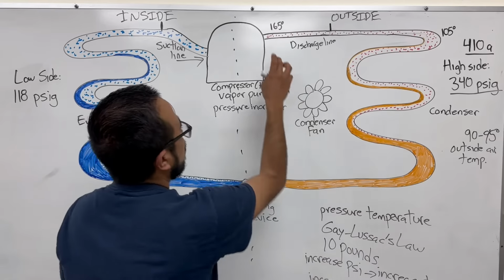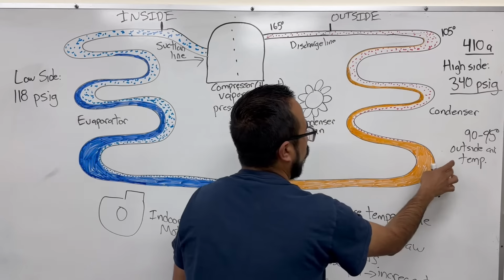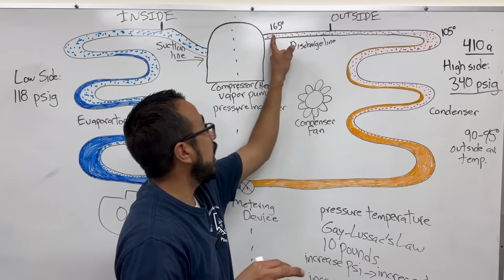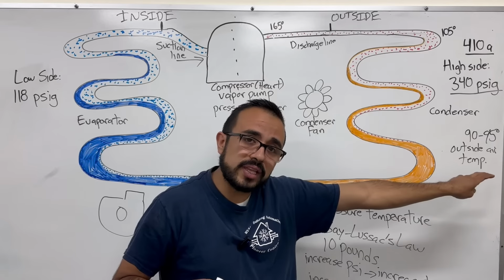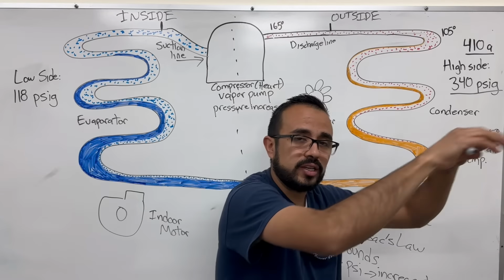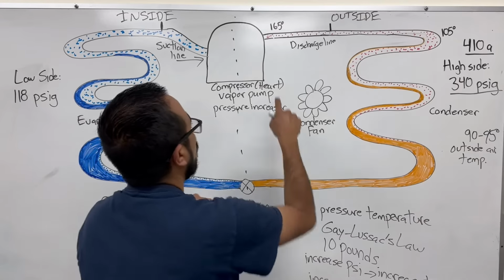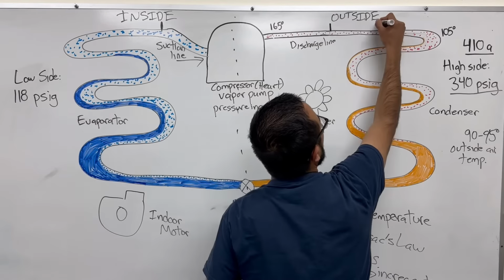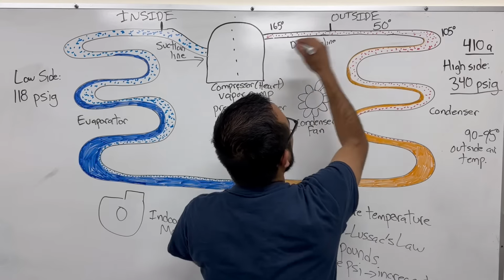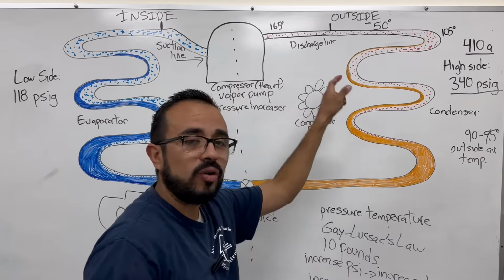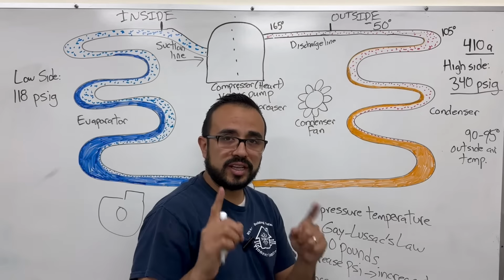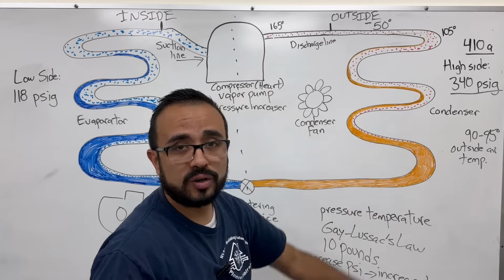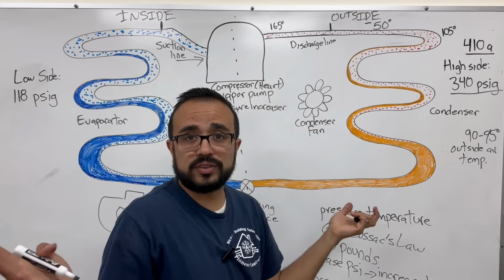But this 165 degrees will naturally go to the outside air temperature, because it is hotter than the outside air temperature. It just goes to it, right? Because hot goes to cold. So right here, right away, on this part, I lose 50 degrees. And guess what that's called? That's called sensible heat, because we're not changing state. We're just changing temperature. We lost 50 degrees.